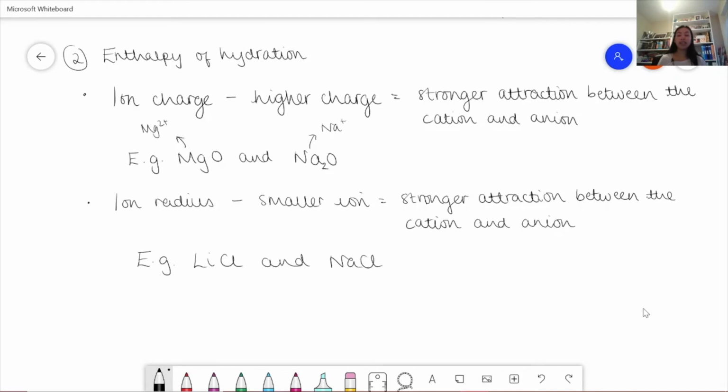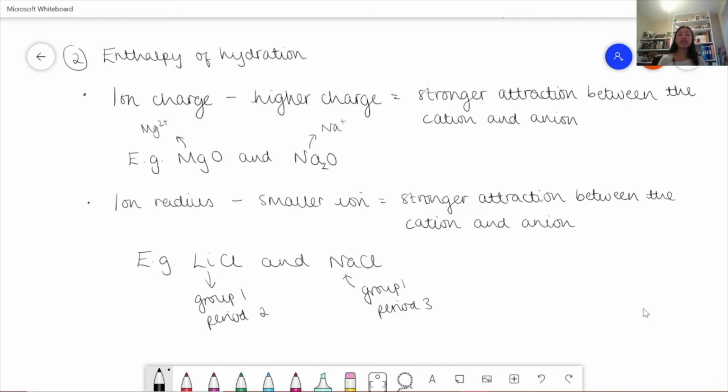And then for ion radius, the smaller the ion, the stronger the attraction between the cation and the anion again. And so comparing lithium chloride and sodium chloride, lithium is in group 1, period 2, whereas sodium is group 1, period 3.